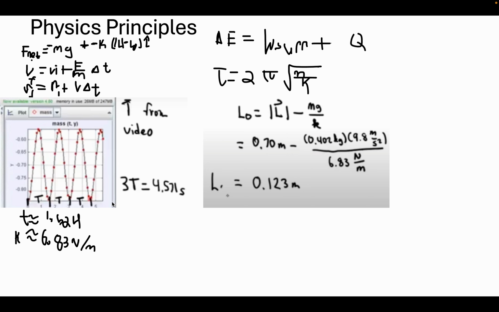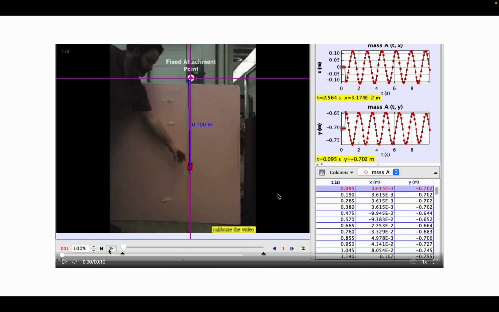From the video, we can see that 3 oscillations takes approximately 4.571 seconds. So you plug all those values in and solve for k, and you get that k is approximately 6.83 Newtons per meter. And then for L, you just plug in the same thing. You solve for L naught, and you get that L naught is approximately 0.123 meters.